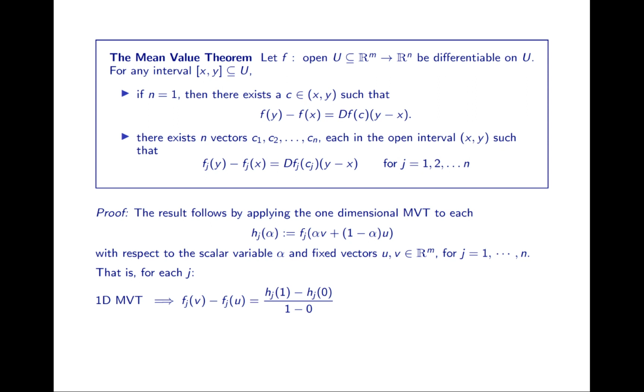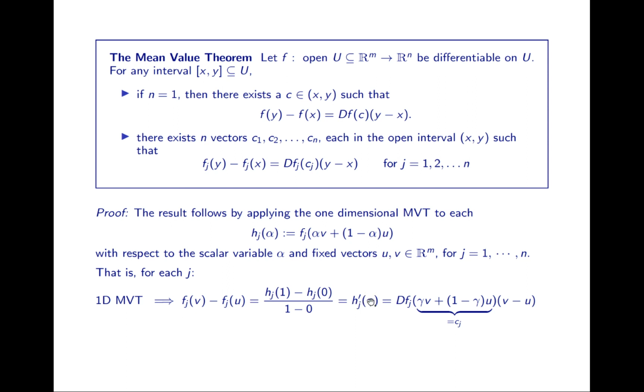The one-dimensional mean value theorem tells me that the difference in h when alpha is 0 and when alpha is 1, in other words, the difference between f of v and f of u, well, f of v is h of 1, because if alpha is 1, I just get 1 times v plus 0 times u. So I get this expression, minus h of 0, which is f of u, of course, divided by 1. So that equals h prime of gamma, where gamma is some number strictly between 0 and 1.